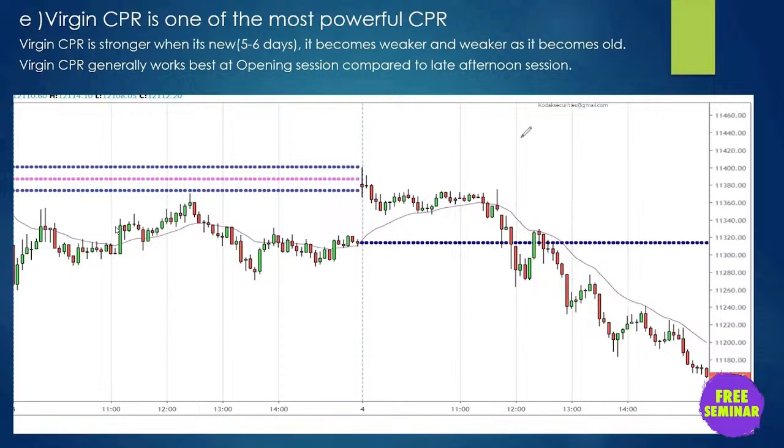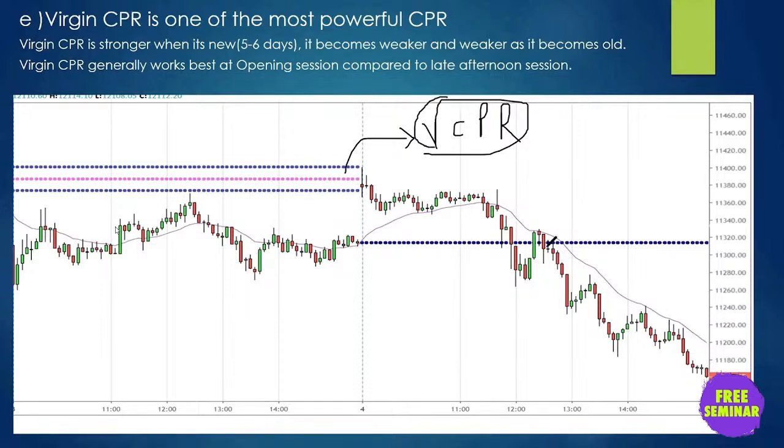Now let us discuss something called virgin CPR. What actually is virgin CPR? Virgin CPR means that on any given day, if there is no candlestick inside that CPR, it is known as virgin CPR. You can see there are no candlesticks inside. So this is your virgin CPR for the next coming days, not for the current day. For the next coming day it becomes virgin CPR.